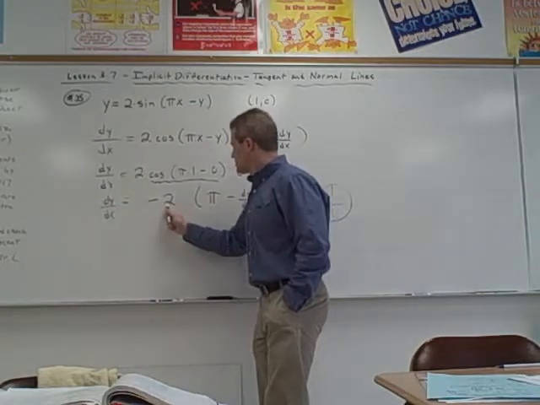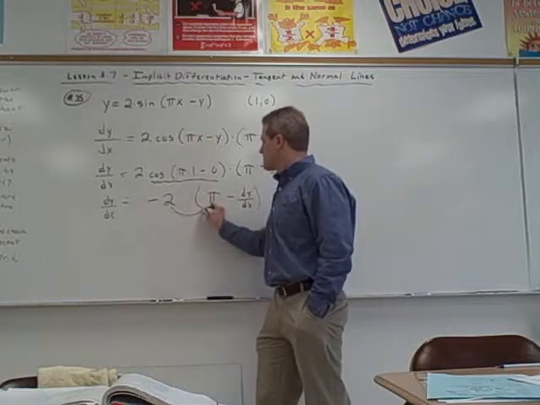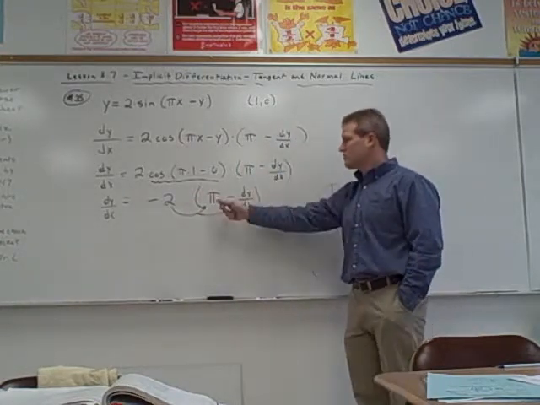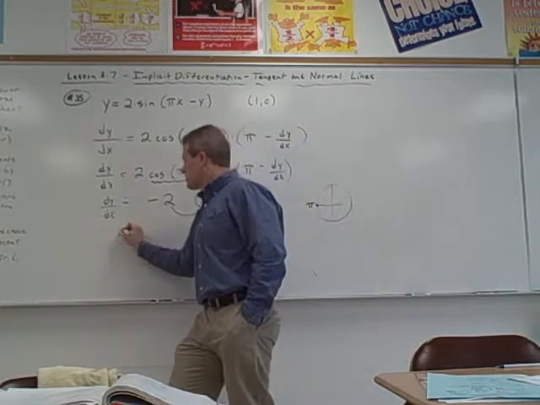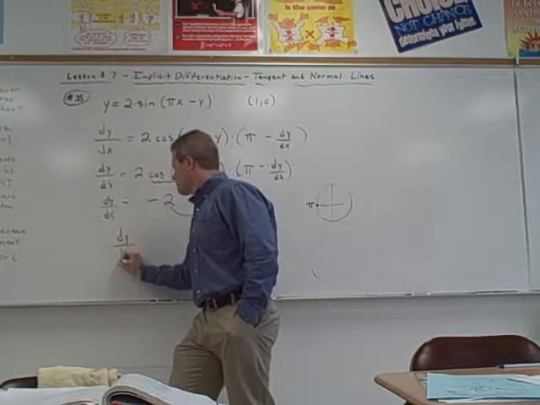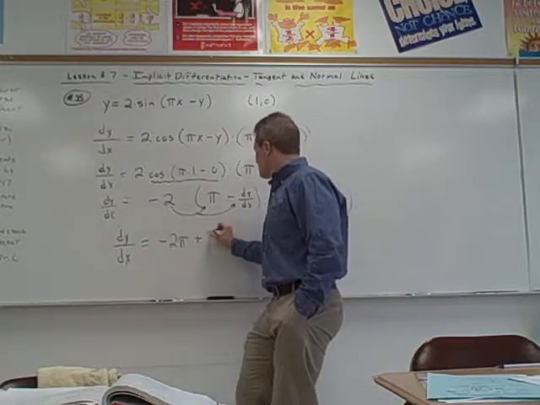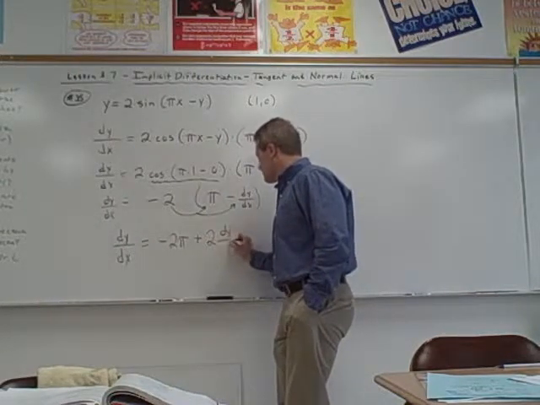Now I'm going to have to distribute the negative 2 through. Multiply it times each of these things in the parentheses. That's why it's so important to put that derivative in parentheses, otherwise you won't know to distribute that through. And that'll give you dy over dx equals negative 2 pi plus 2 dy over dx.